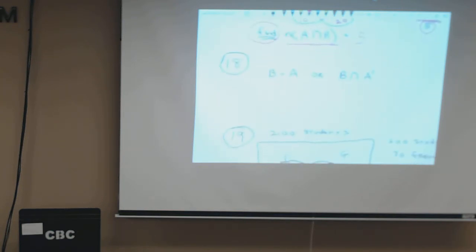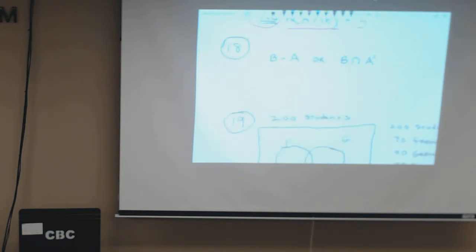Number 18. Good question. Number 18 says, in the diagram at the left, the rectangular region, the part that's shaded there, here's a circle, here's another circle, and they shaded in this part right here.